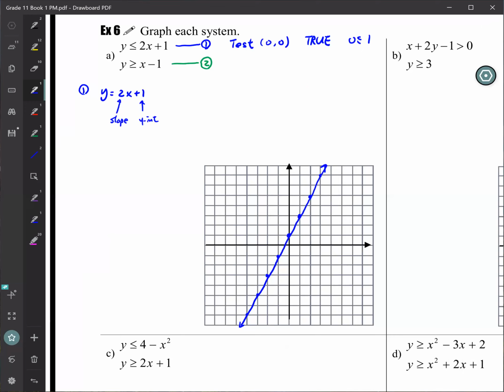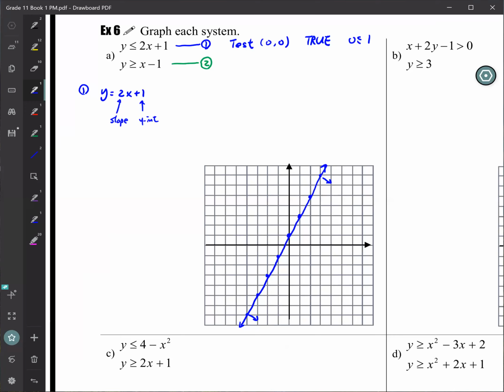Okay, so if it's true, we need to shade the side that is true, right? The side that has 0, 0 is to the right side. So we are not shading yet, okay, because it's not the answer yet. We just make a little arrow like that to remind ourselves later we're going to shade the right side. Right side is the true side.